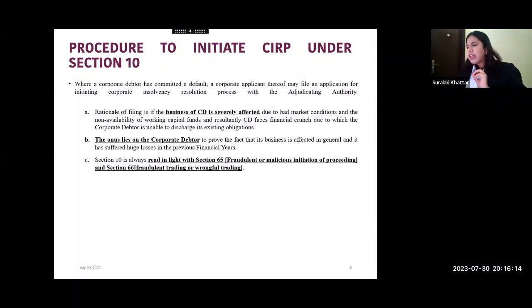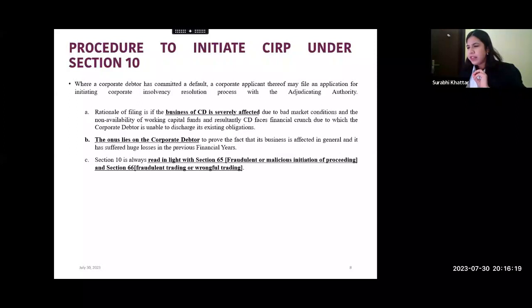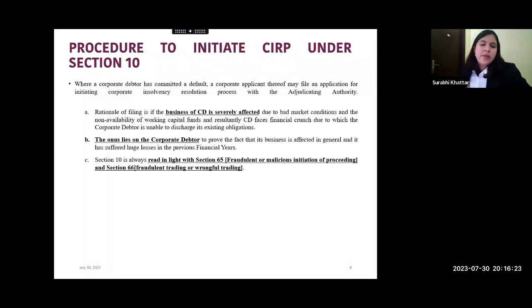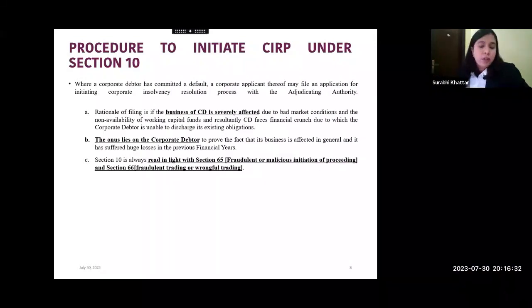Now, in an application under Section 10, there are certain requirements that need to be fulfilled before an application is filed. Generally, this will be filed when the corporate debtor itself, due to bad market conditions, is suffering losses and is defaulting in repayment of its obligations to the banks or to the operational creditors. The onus to prove the debt and the financial situation of the corporate debtor will lie on the corporate applicant, which is approaching the NCLT.